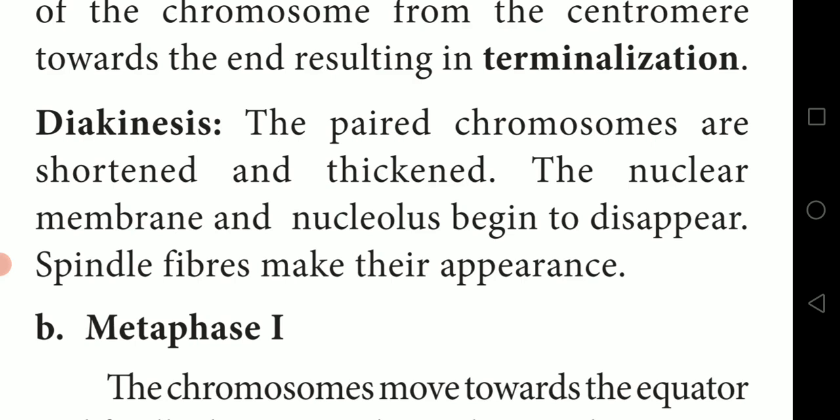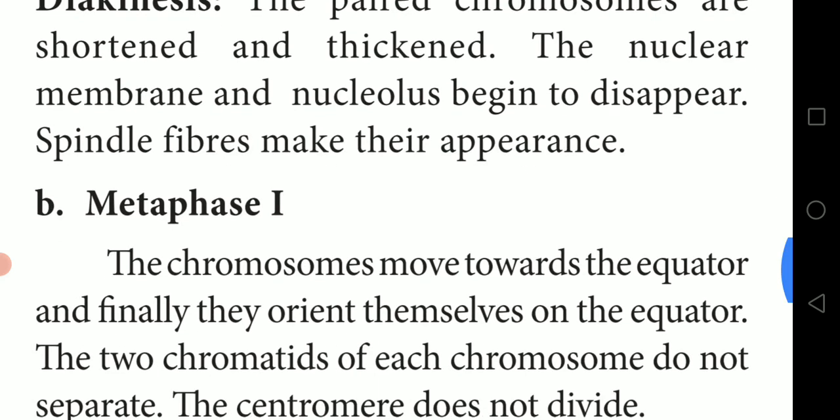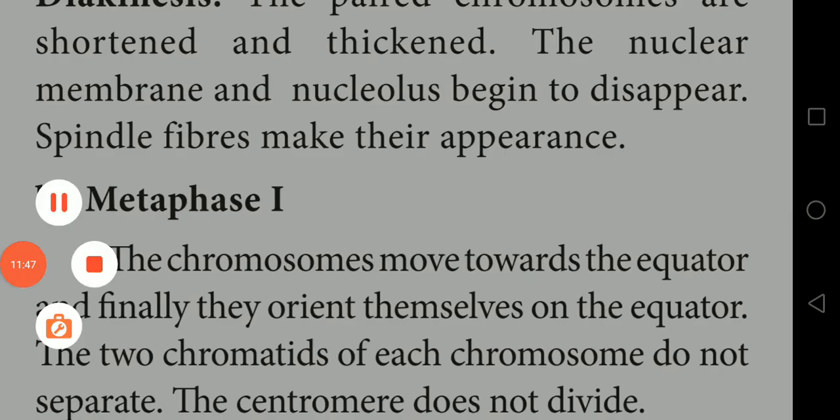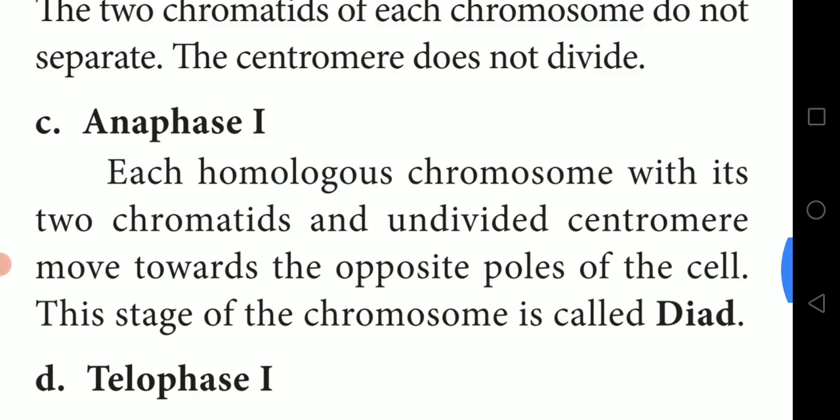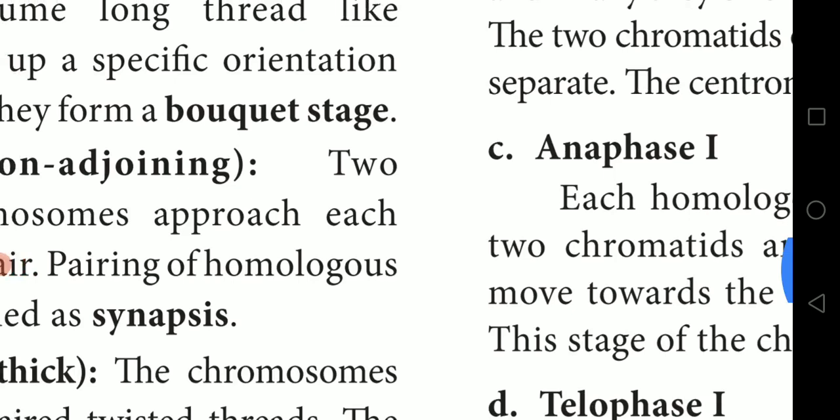The next phase is metaphase 1. Here the chromosomes move towards the equator and finally orient themselves on the equator. The two chromatids of each chromosome do not separate. The centromere does not divide. This is metaphase. I'll show you the diagram.